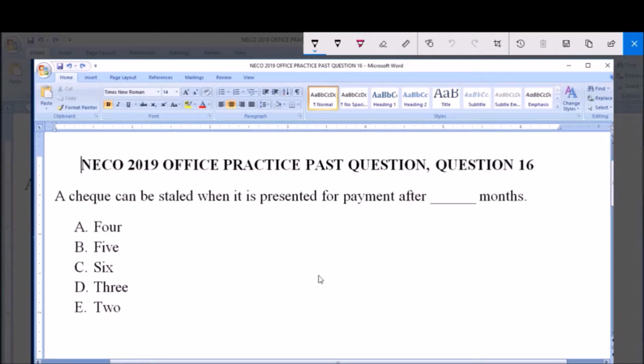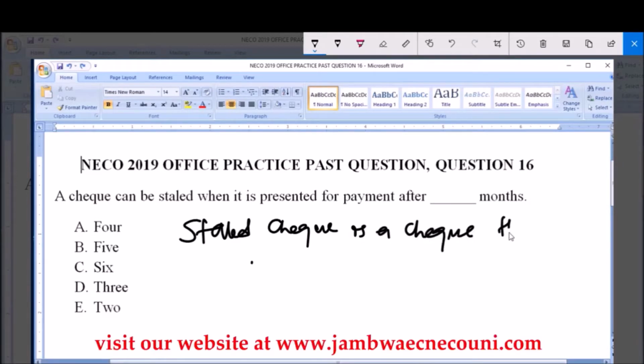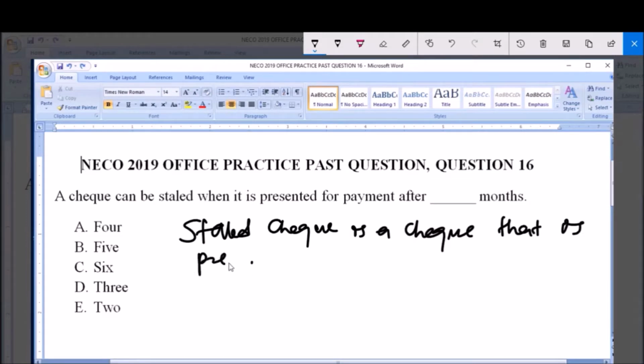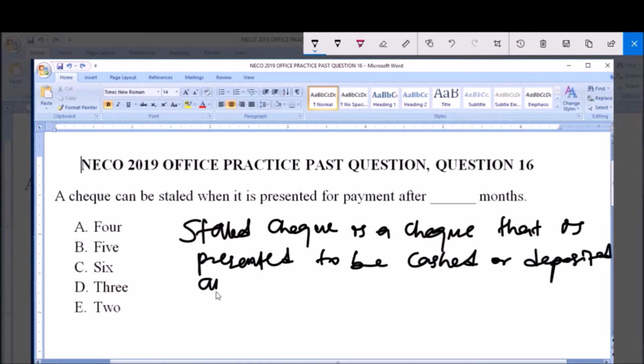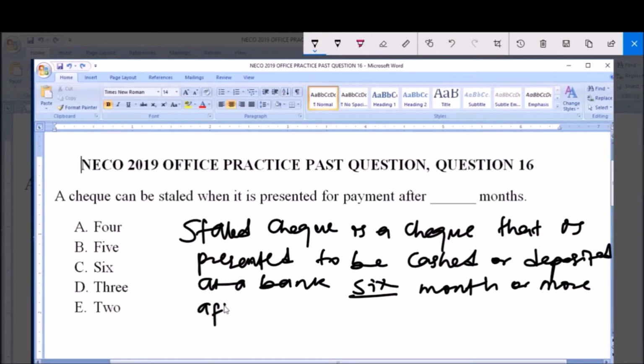Now, what is a stale check? A stale check is a check that is presented to be cashed or deposited at a bank 6 months or more after the date it was written.